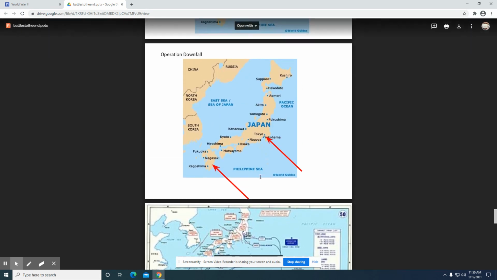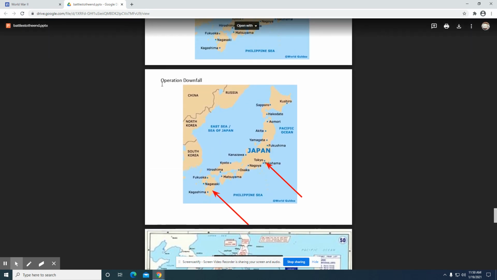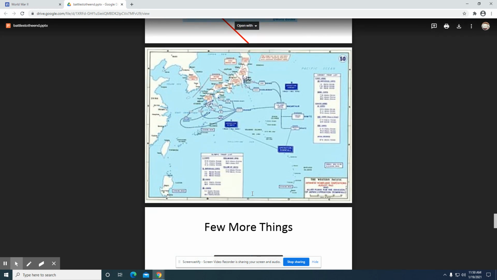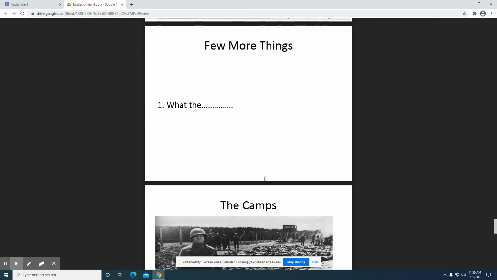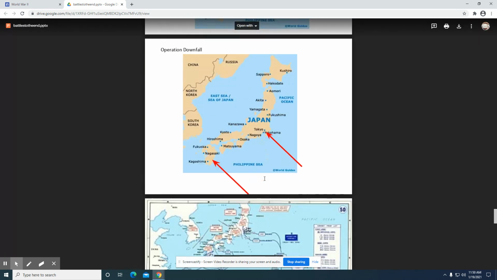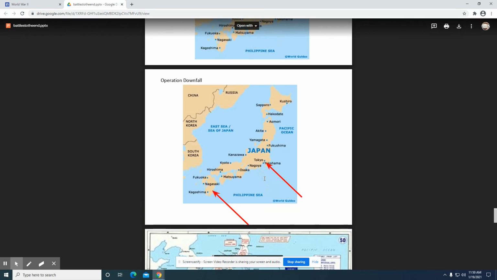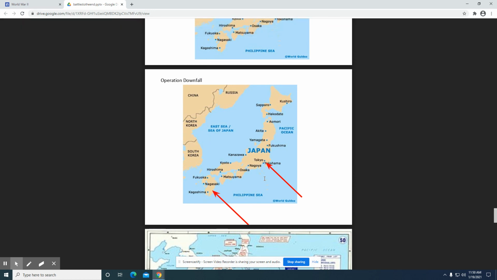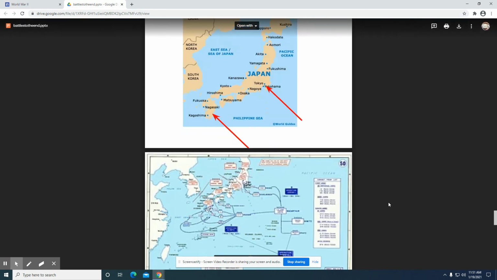Eventually, Operation Downfall, which was supposed to be the plan designed to attack Japan, here's an image of what that's going to look like. The decision is ultimately made to just drop the atomic bomb on Hiroshima and Nagasaki. That seems to be how this war is going to come to an end. Here we see Hiroshima and Nagasaki, where 2 atomic bombs are dropped on those 2 places.